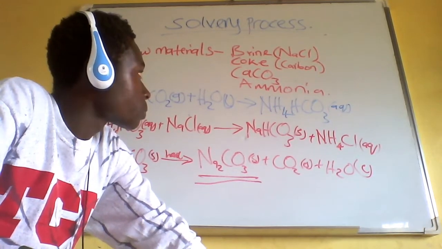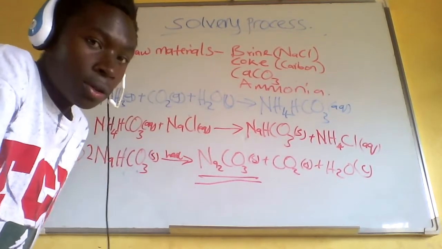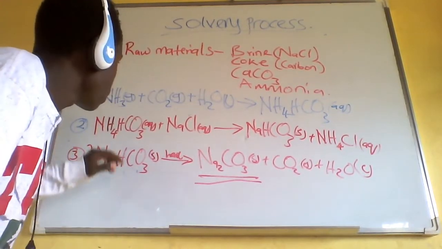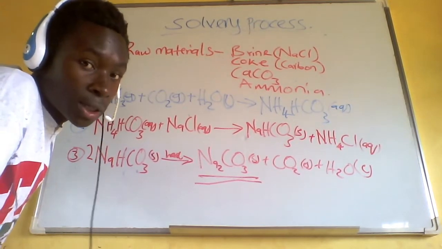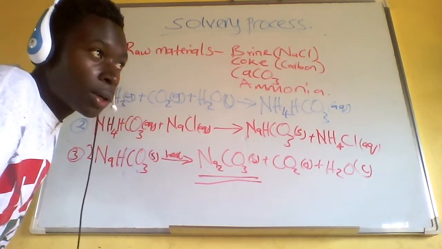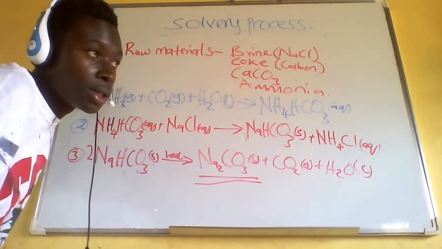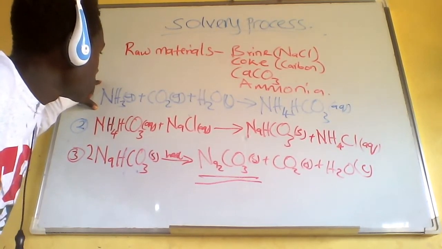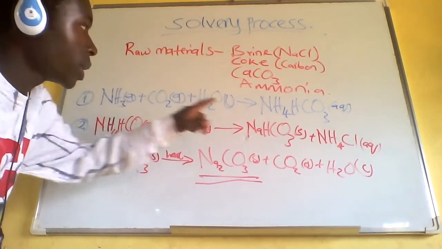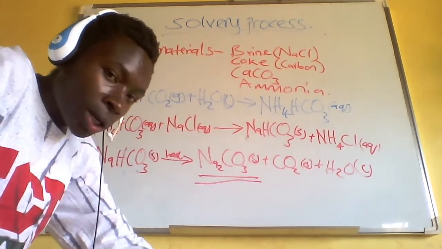Those are the raw materials. Next, we're going to check the first equation, which happens in the Solvay tower. This is the first stage. The Solvay process takes place in stages. In the first stage in the Solvay tower, we're going to make the ammoniacal brine. This one is the ammoniacal brine.